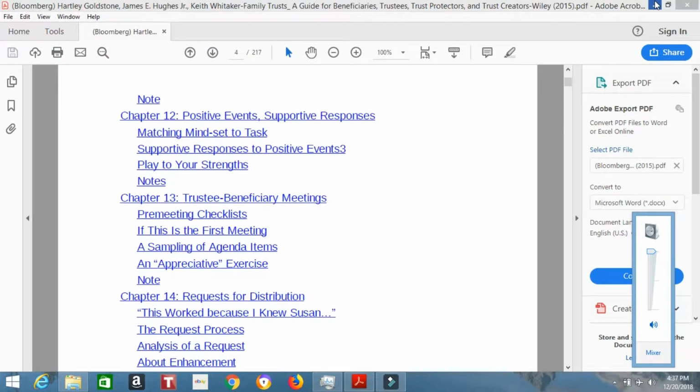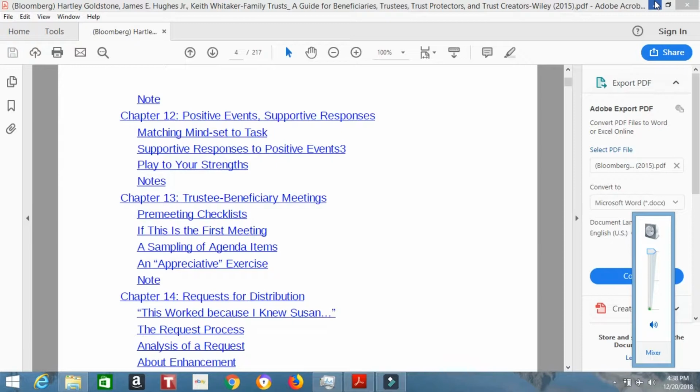Note. Chapter 12, Positive Events, Supportive Responses. Matching Mindset to Task. Supportive Responses to Positive Events. Play to your strengths. Notes. Chapter 13, Trustee-Beneficiary Meetings. Pre-meeting checklists. If this is the first meeting. A sampling of agenda items. An appreciative exercise.